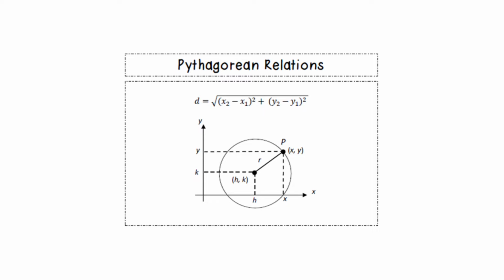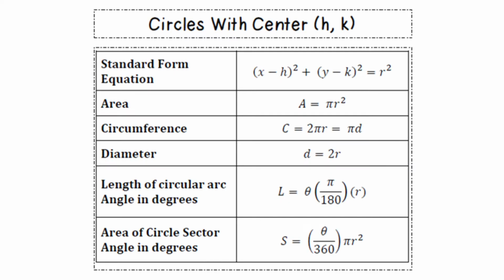If we use the distance formula and say that the center is (h, k), but we call it (x1, y1), and your other point is (x2, y2), we can actually derive the radius. If we rearrange that distance formula a little bit, we get the standard form equation of the circle.